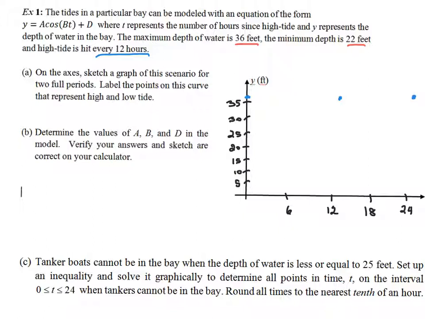Now I've got to hit the minimum depth, which is 22 feet, and that has to happen halfway in between. So after 6 hours, I should be at 22 feet, and between 12 and 24, halfway is 18, so again we'll see a height of 22 feet at that point. So I can go ahead and connect those points, making my curve.